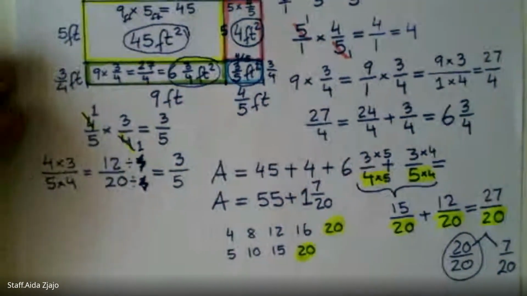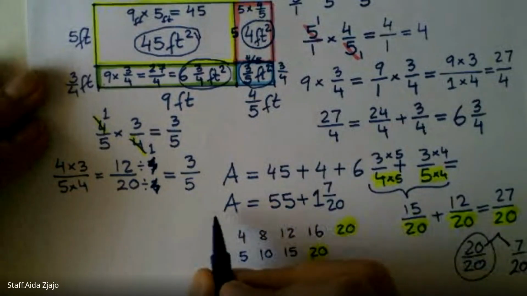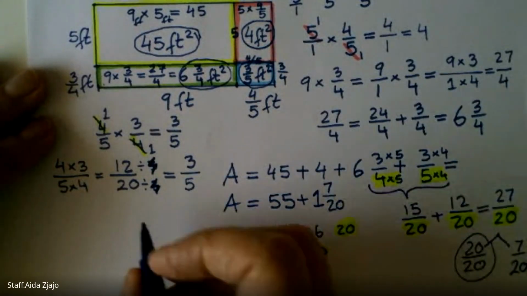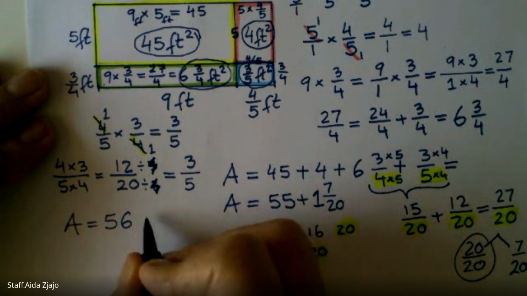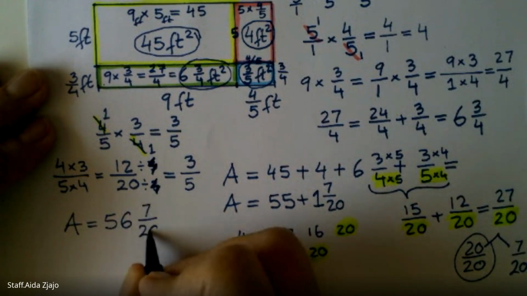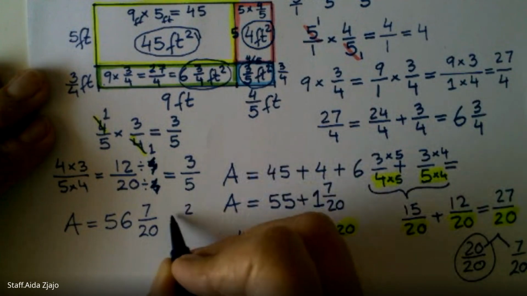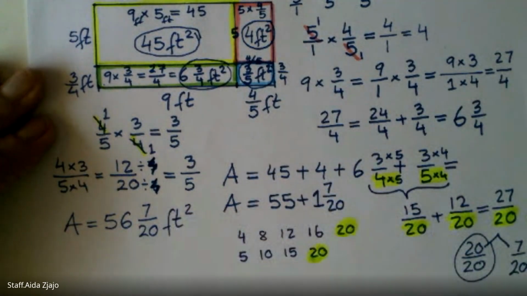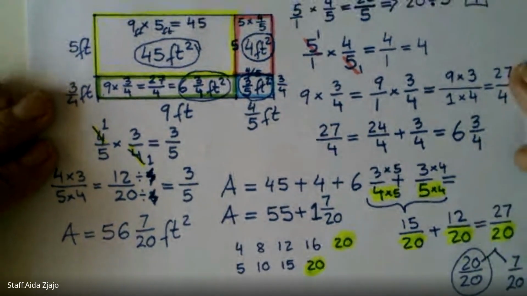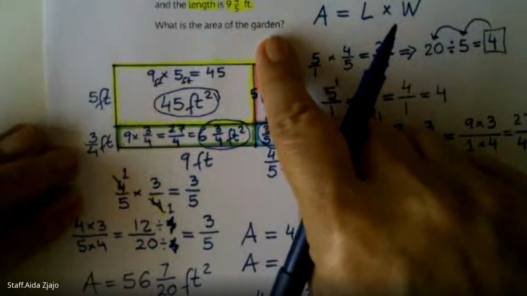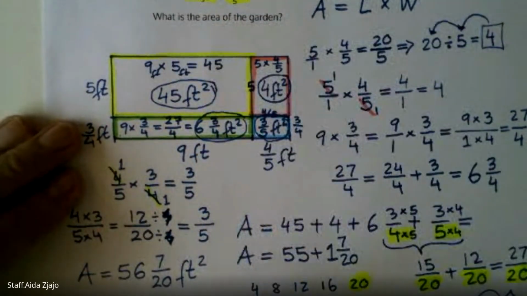I'm going to write here: area equals 56 and 7 20ths, and that is square feet. Okay, square feet. So we can write the answer. What is the area of the garden? We can use the language: the area of her garden.